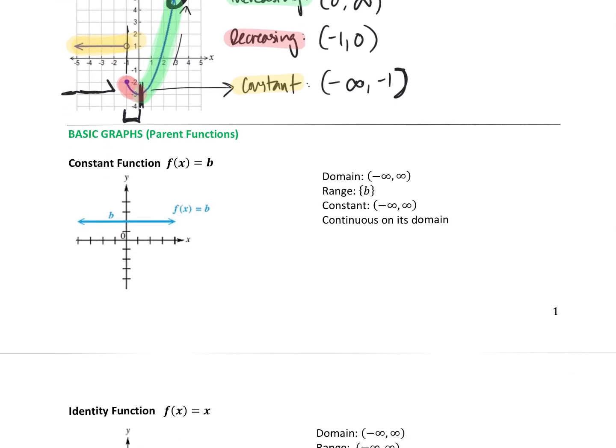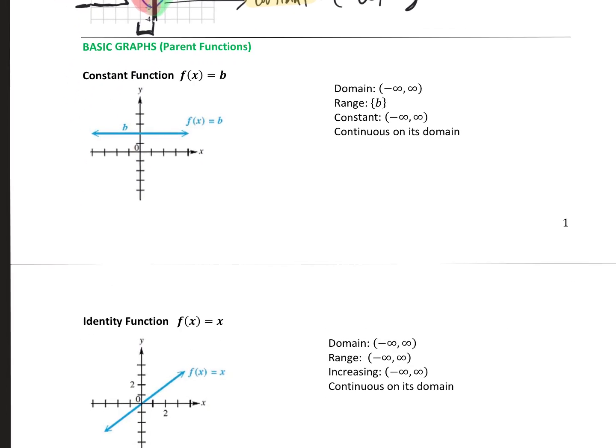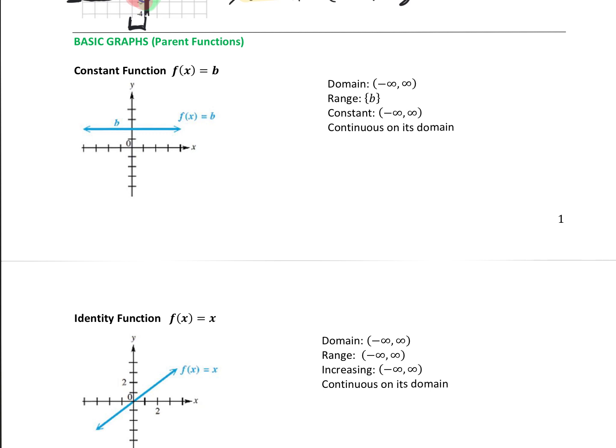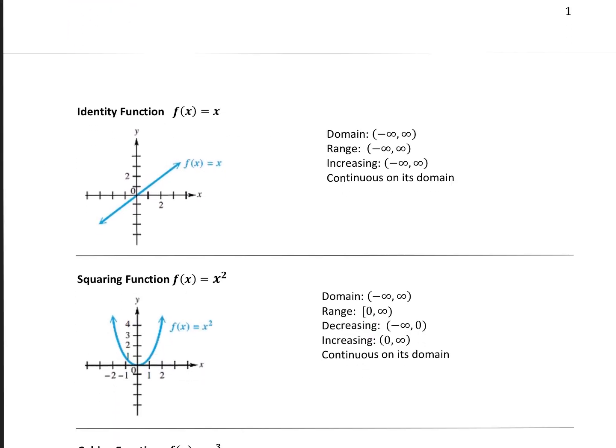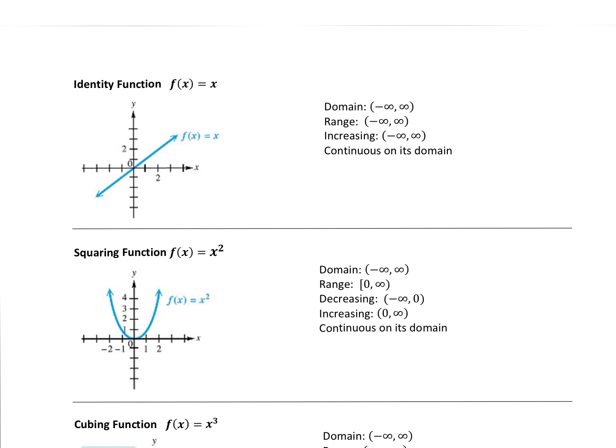So let's take a look at some basic graphs of the parent functions and what their increasing and decreasing are. So for the constant function, the domain is going to be from -infinity to positive infinity. And remember, domain are my x values. The range is going to just be b, because that's the only y value we use. And then it is continuous on its domain. For the identity function, very similar, except my range is also -infinity to positive infinity, and it's increasing as well, and then continuous on its domain.